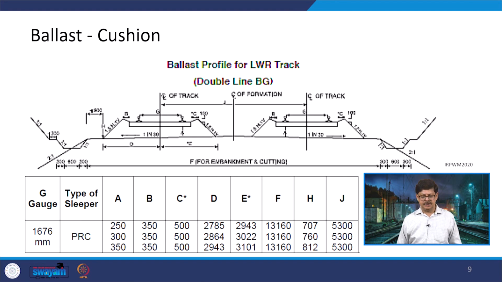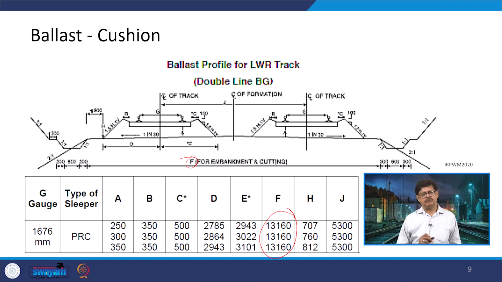This is another one where we are talking about a ballasted profile for LWR track. The values of various elements, as I said, are being given. Here we have talked in the case of permanent ways also that this formation width F being provided at the bottom has to be minimum 13160 mm. So, that value will be there.